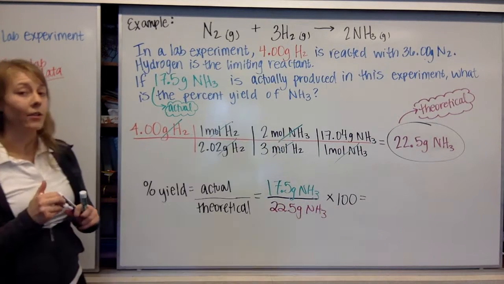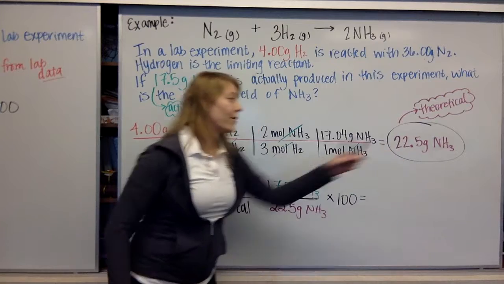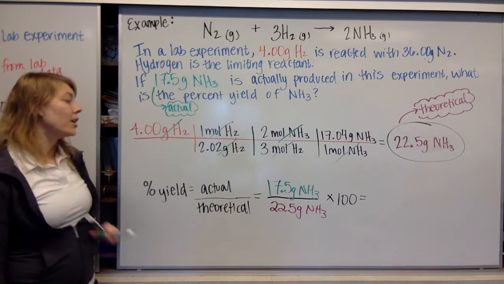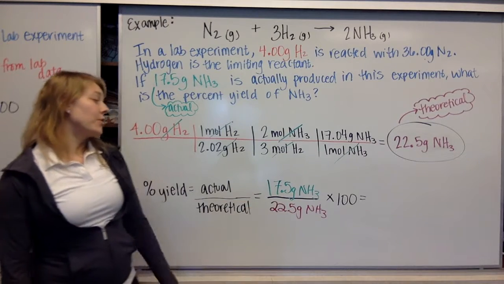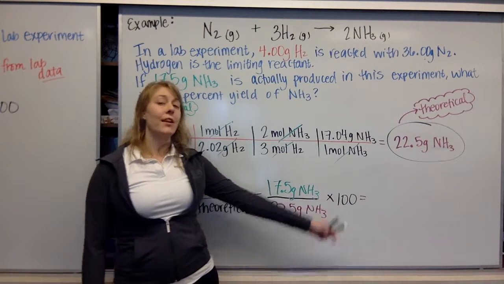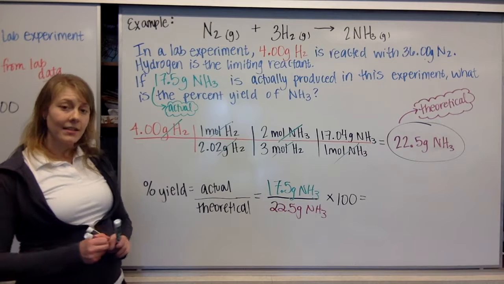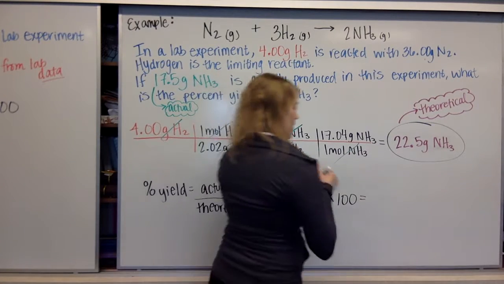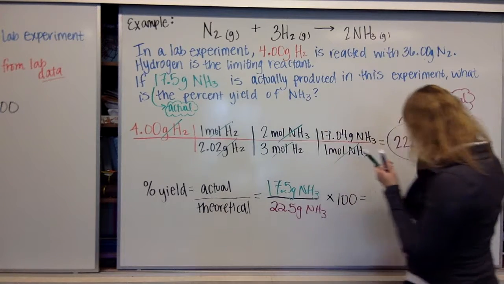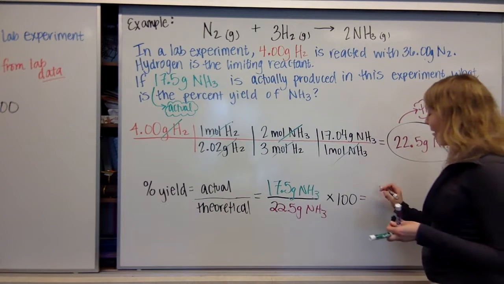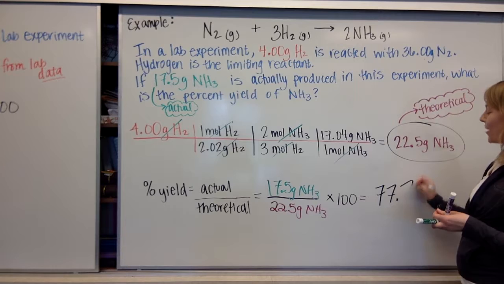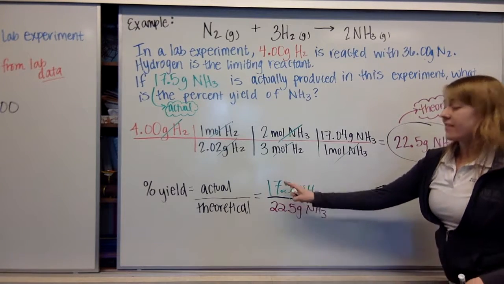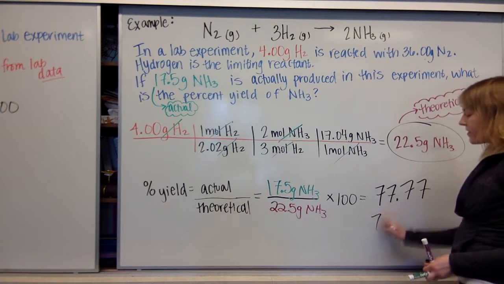Okay? I'm including sig figs here, right? 3 sig figs because I started with only 3 sig figs. Okay? Now, 17.5 divided by 22.5, and we have to multiply by 100 because we're trying to get this into a percent. And when we multiply by 100, we get 77.77. Now remember, we need sig figs. We have 3 sig figs in both of these. So this is 77.8%.